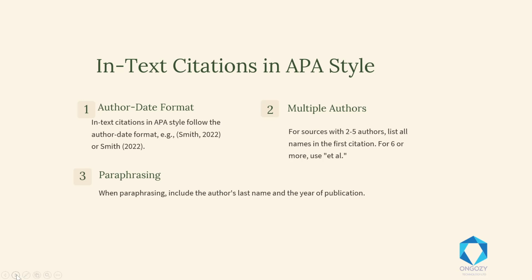Then number two, we have multiple authors. For sources with 2 to 5 authors, list all the names in the first citation. For 6 or more, use et al. So when you are citing that author for the first time, you list all the 5. Then, the second time, you use et al. But for 6 or more, you use et al. You use one name, the first author, and then you say et al.